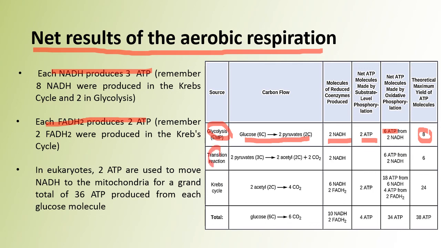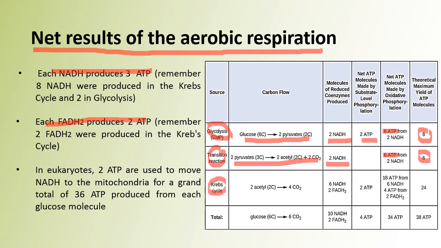In the transition reaction, the 2 pyruvates will be converted into 2 acetyl groups and 2 carbon dioxide, and it produces 2 NADH. These 2 NADH will be converted into 6 ATP. Therefore, it produces 6 ATP in total.